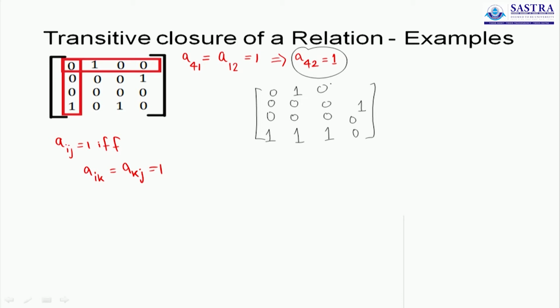Only in the entry on the 4th row and 2nd column do we make a change, and this change is made because you have an element such that 4, 1 and 1, 2 are pairs. Therefore you must have a pair on 4, 2. Only then you will call the relation a transitive relation, and therefore we have made this change to the 4th row and 2nd column of the matrix. There's only one change now.